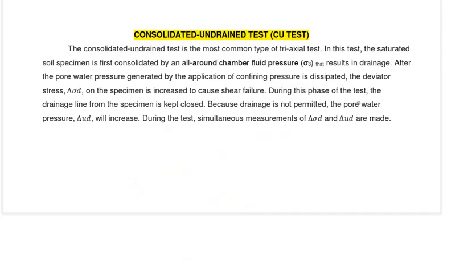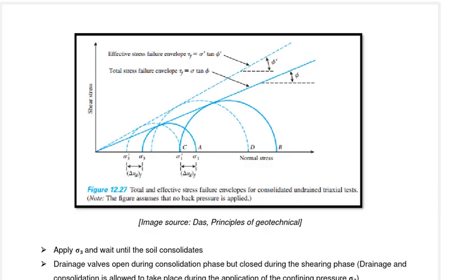So, now let's consider the CU test, or the consolidated undrained test. So in this test, the drainage valve is open while the confining stress is applied and remains open until the soil is consolidated and the pore pressure are dissipated.